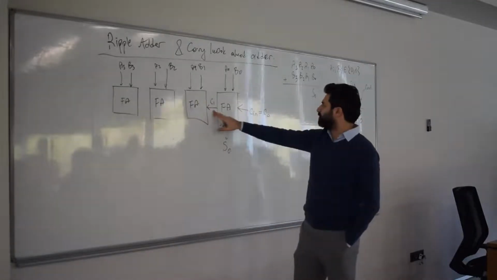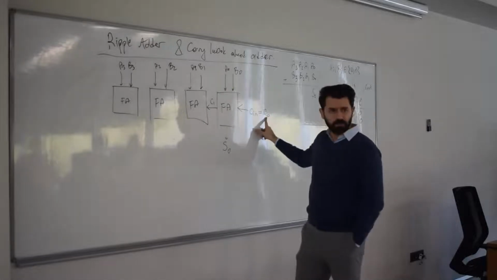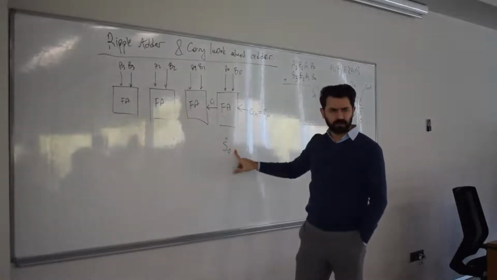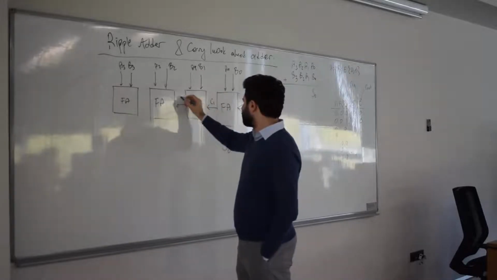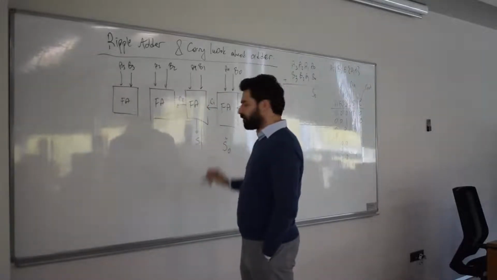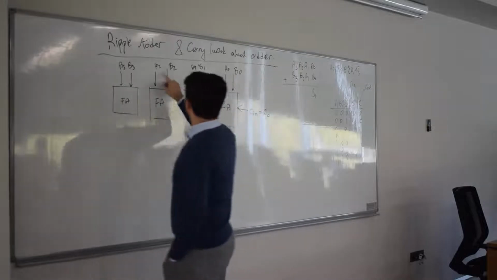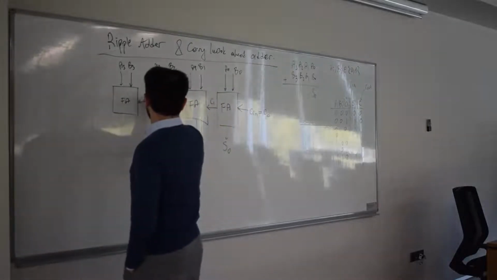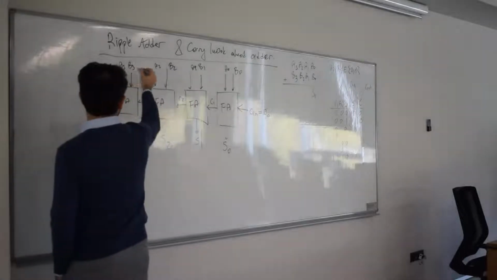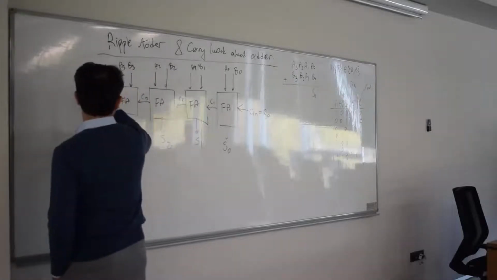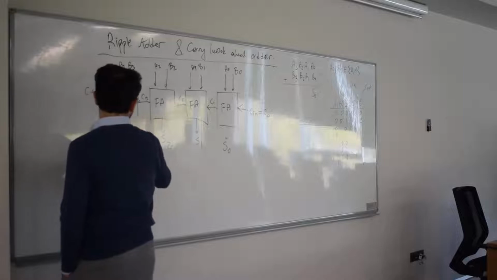Take a look at this one. This is A0, B0, C0 that generates C1 and S0. Then similarly, you've got A1, B1, C1 that generates C2 and S1. Again, you've got A2, B2, C2 that generates C3 and S2. And you've got A3, B3, C3 that generates C4 and S3.